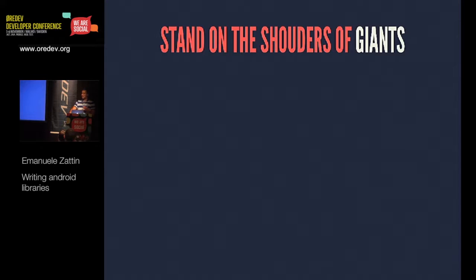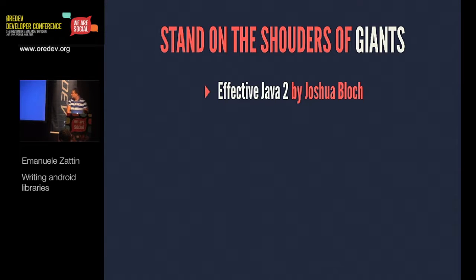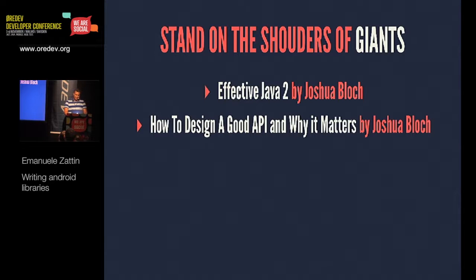And yes, all of these rules are not by me. I'm standing on the shoulders of giants, and Joshua Bloch, of course, is the man. So read this book, buy it and have it by your side all the time. It will save your life, and most importantly, it will help you win some discussions with your colleagues. And he also gave this presentation. You can find the slides online, and probably also a video on YouTube, how to design a good API and why it matters. So very relevant.